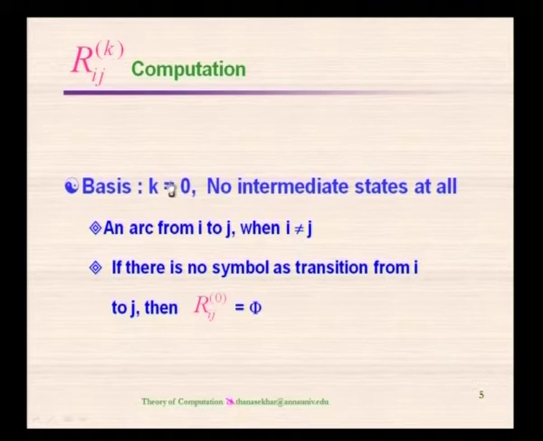But the condition is, if k is equal to 0, then immediately we can say that there is no intermediate state. Suppose we do not have a transition from i to j with some label a, then it means that the pattern described by that transition is empty. If there is no symbol as transition from i to j, then the notation R_ij^0 describes the language phi, because we do not have any label available on that automata. So, generally we will have something like the empty language.